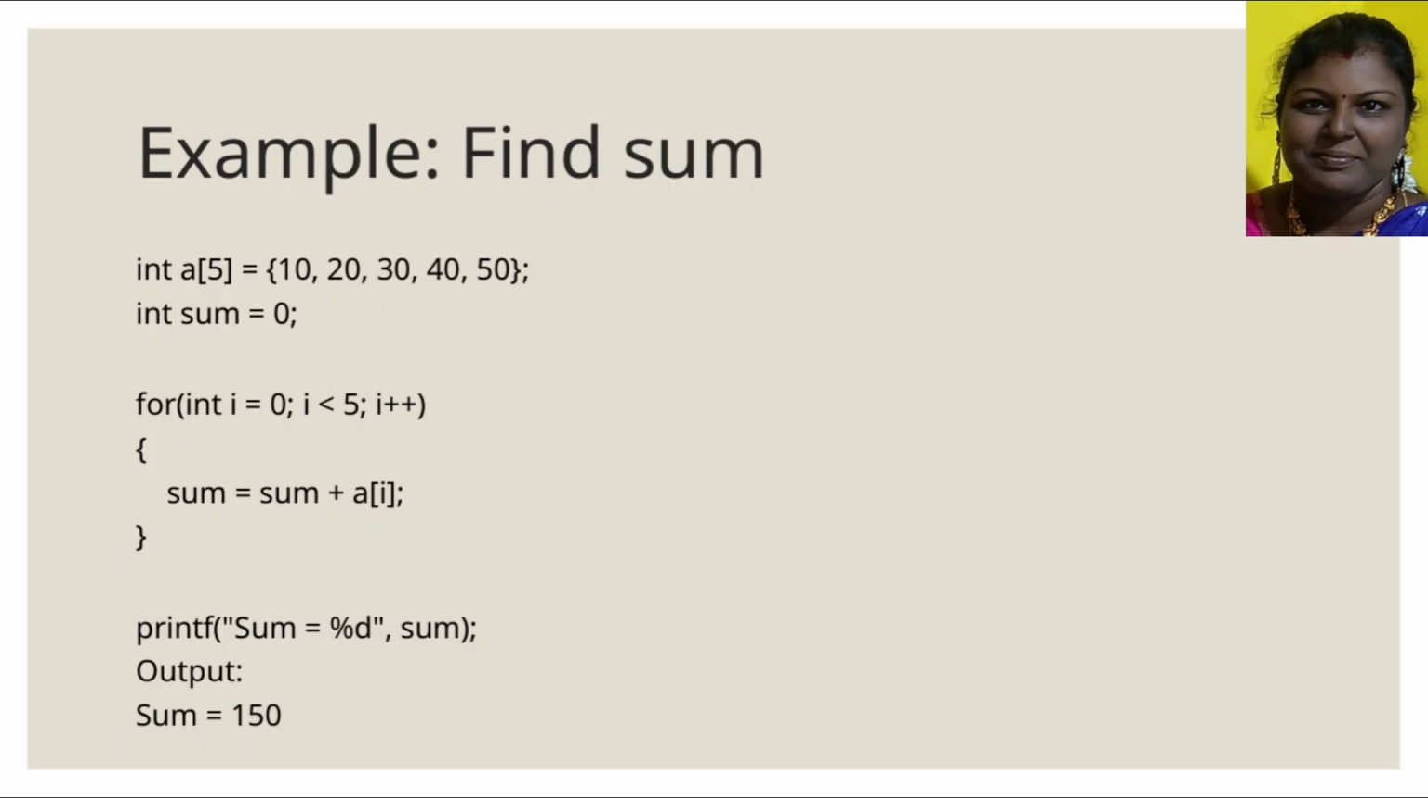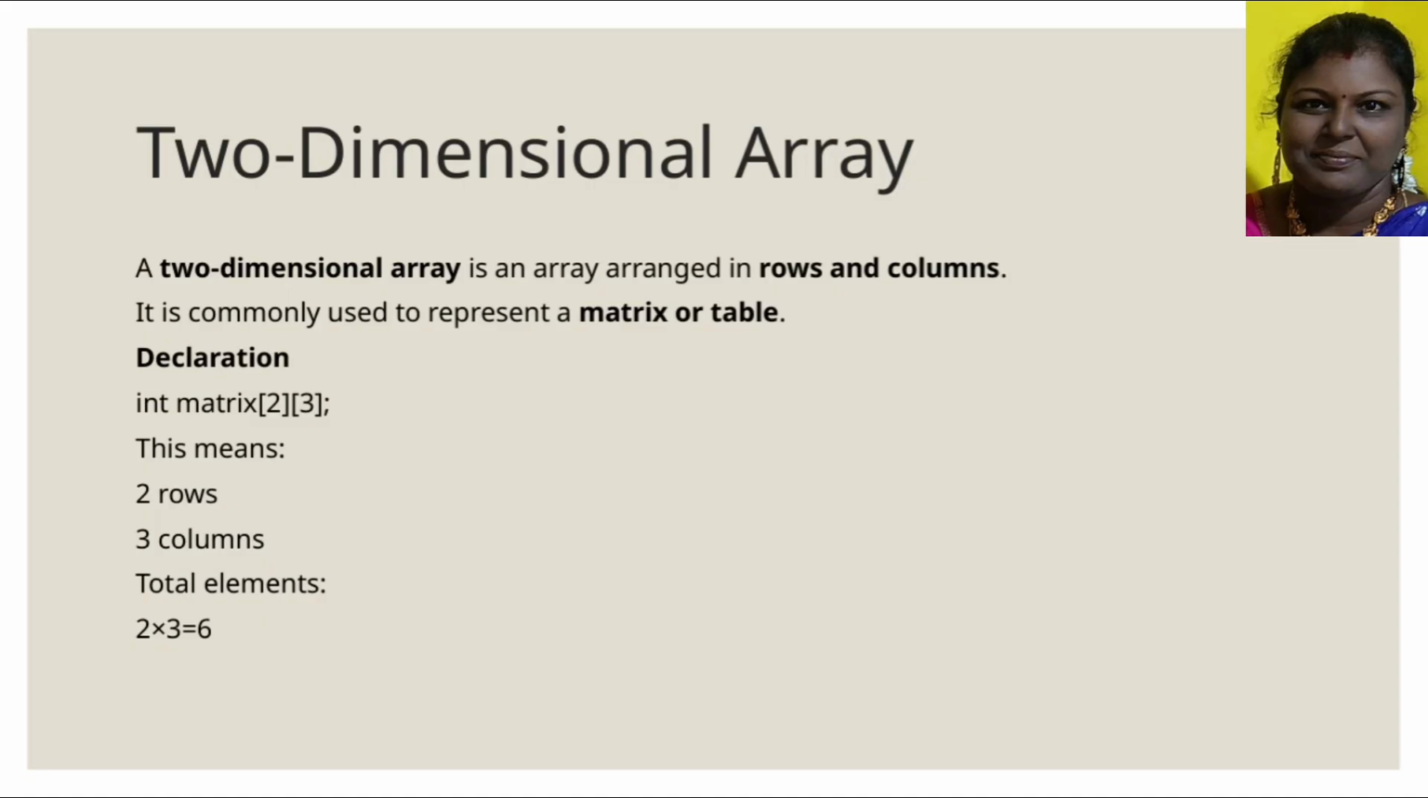Let's talk about two-dimensional arrays. Think of them as arrays organized in rows and columns, like a grid or a table. They're perfect for representing matrices or any data that fits neatly into rows and columns. When we declare one, like int matrix[2][3], it means we have 2 rows and 3 columns. That gives us a total of 6 elements, 2 times 3. It's a simple structure, but incredibly useful.